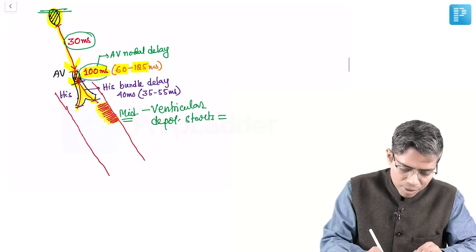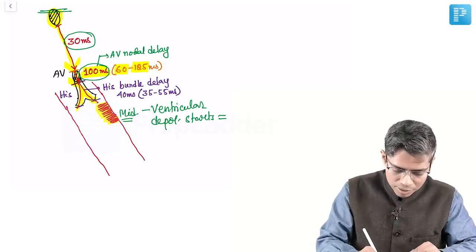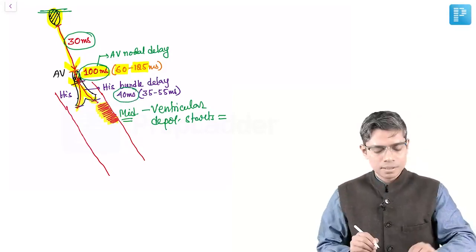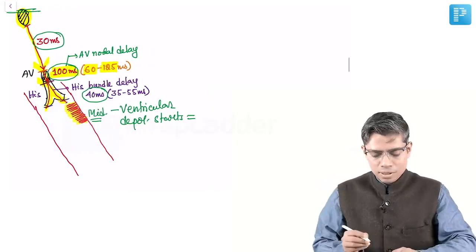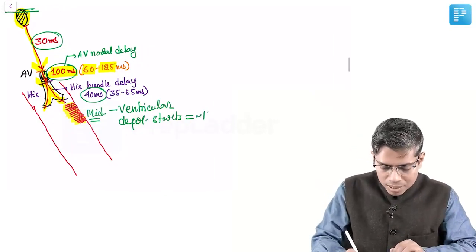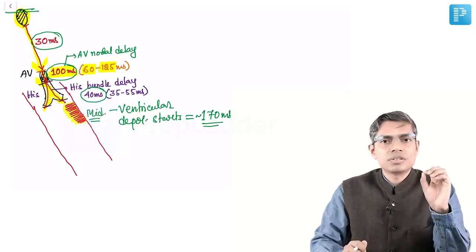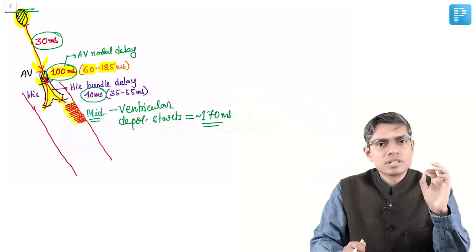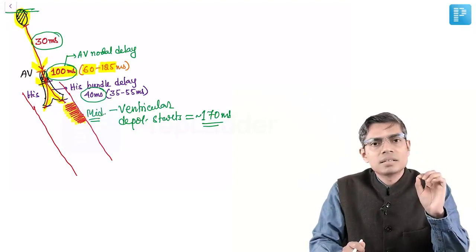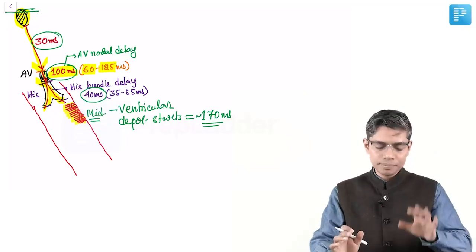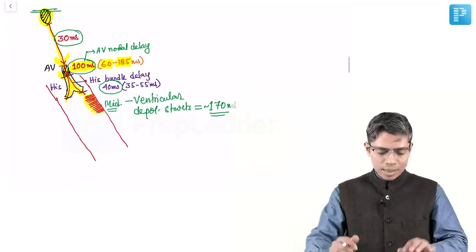Then you require 100 millisecond for AV node, then you require 40 millisecond for bundle of His. So 30 plus 100 plus 40, so approximately 170 millisecond time is required for ventricular depolarization to start whenever the SA node is producing one impulse at 0 time point. Getting my point, right? Okay, now what is going to happen?